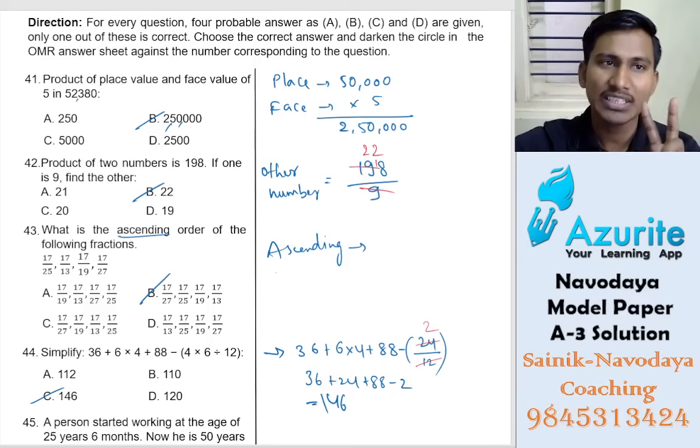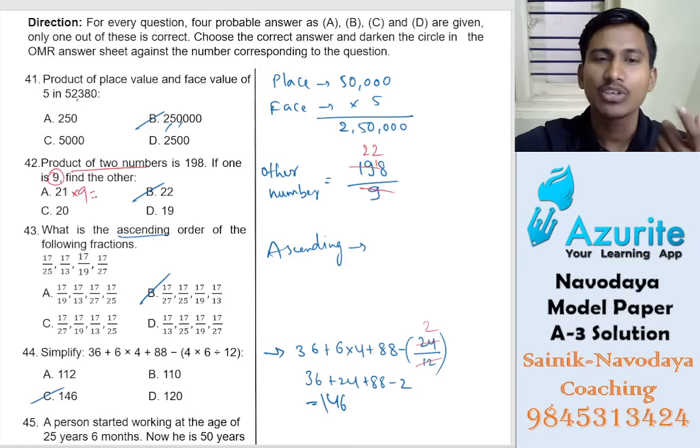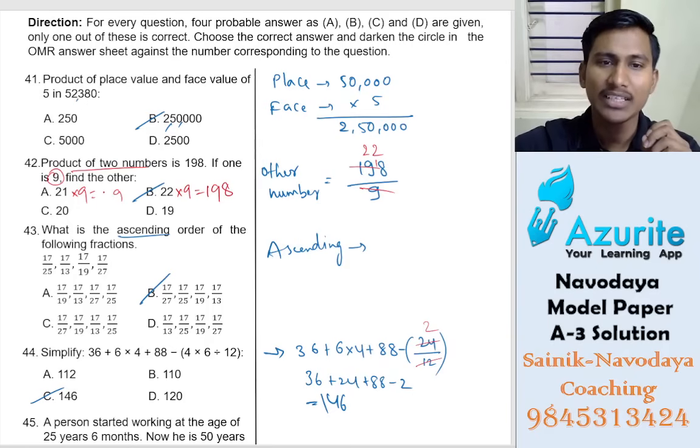Two numbers' product they are asking, right? So one is 9, so multiply with 9, how much will it be? It will not be 198, right? If you multiply with 9 here, you will get 189. So that is why A is not the answer.